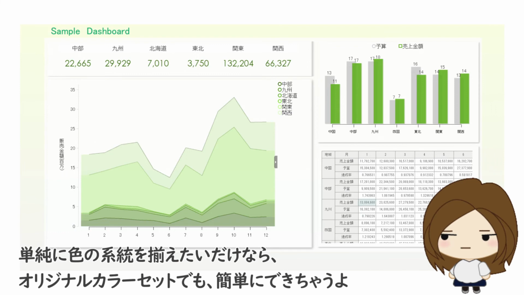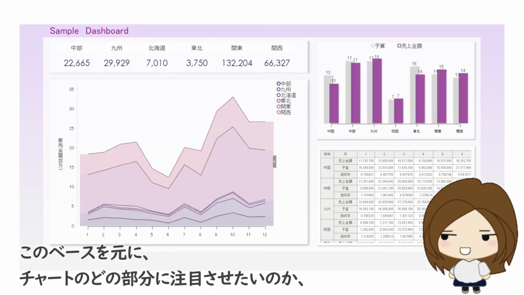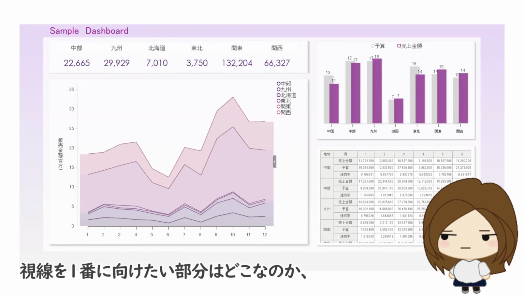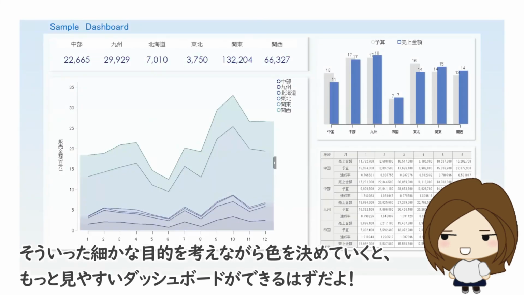If you simply want to align the color system, it's easy to do so using the original color set. Using this as a base, if you select colors by thinking about what part of the chart you want to highlight, or where you want to draw the viewer's eye to, you can surely create a board that is easy to view and understand.